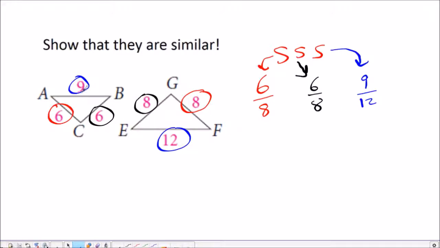And folks, I said smaller number goes first. You could have just as easily picked 8 first. That would have been fine. If you pick 8, then it would say 8 over 6, 8 over 6, and 12 over 9. All these flip. This is not quite enough.